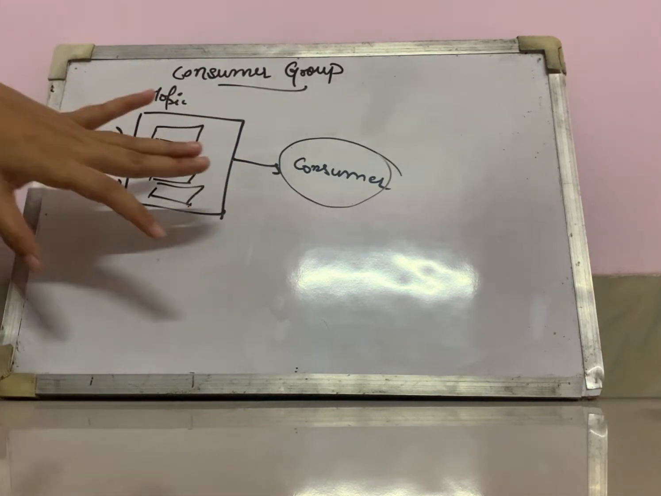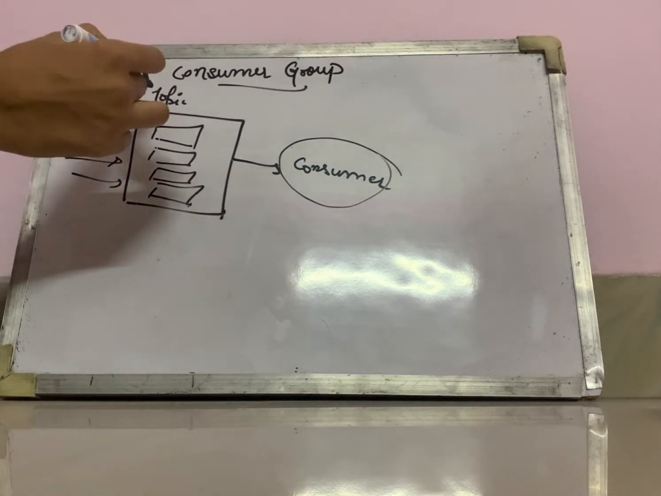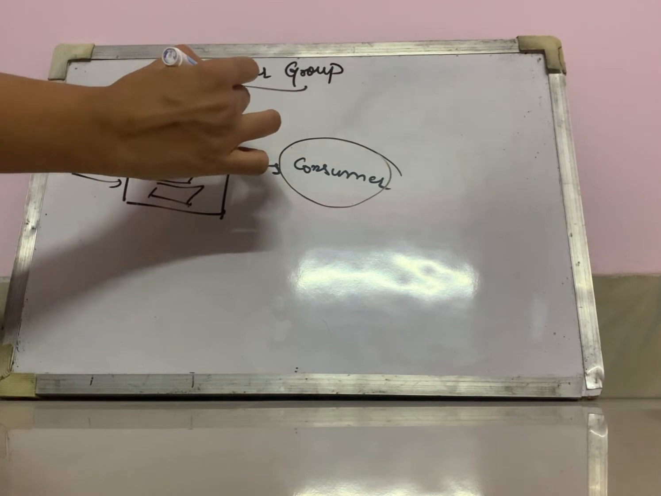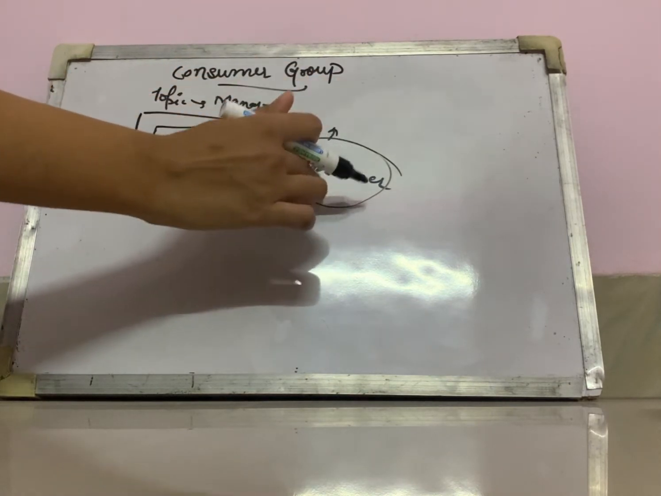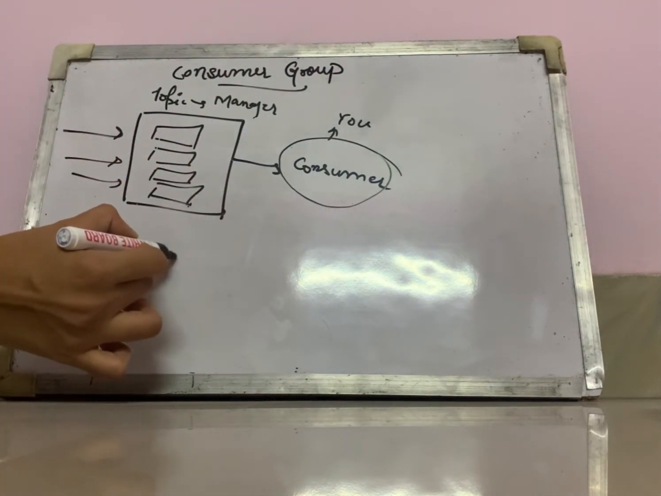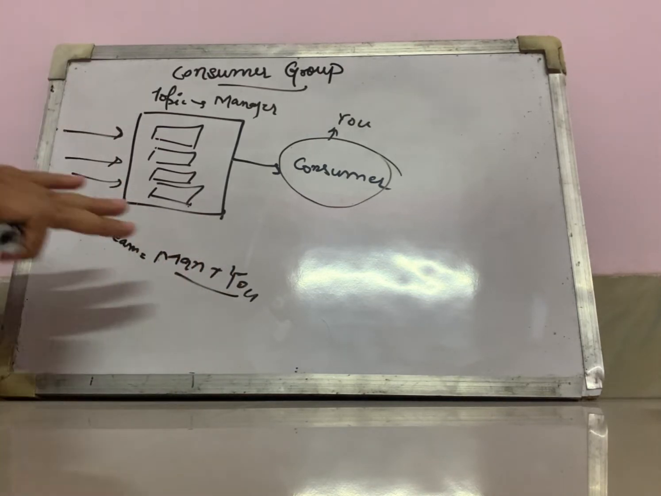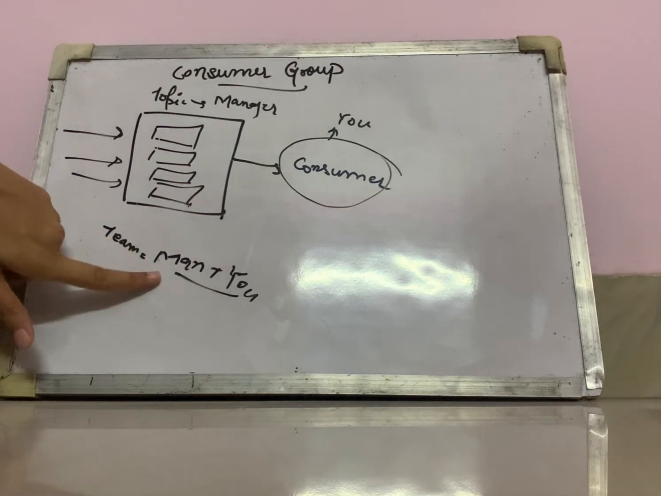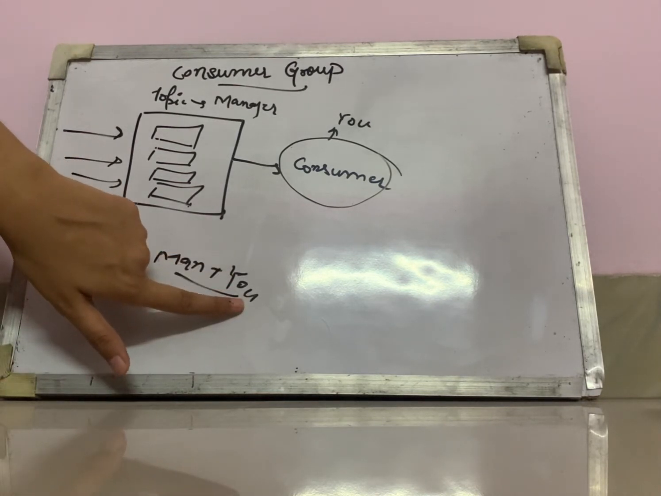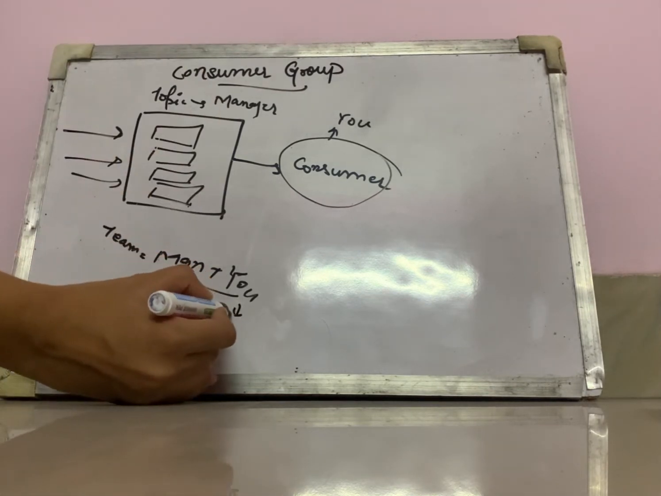Let's understand this with an example from your office work. Suppose this is the topic, compare it with your manager, and compare this consumer with only you. In your team only your manager and you are present, and you two make one team. One project comes in and your manager assigns all the tasks to you. What will happen to you? You will be overburdened, overloaded. And what happens if you fall sick someday?